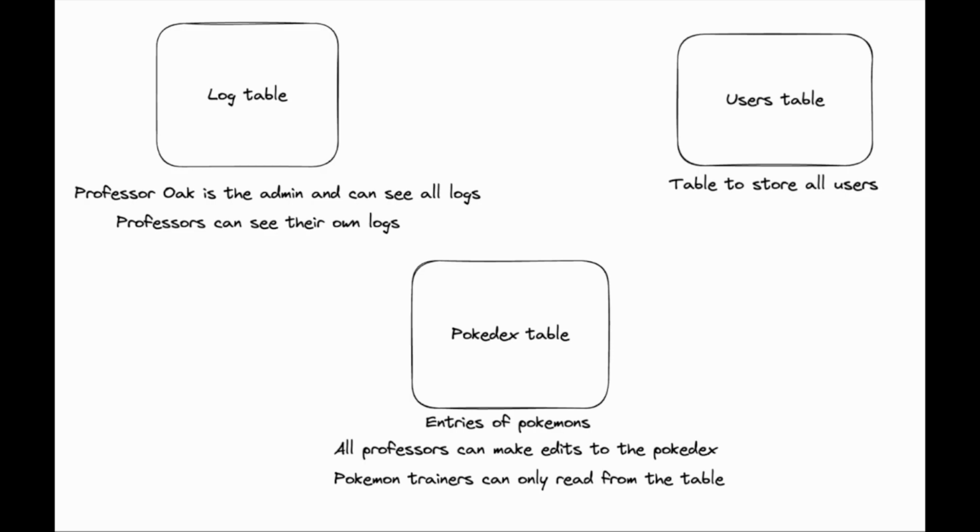Our database has three models. The log table, which captures interactions between the users and our API. The users table, which stores all users. And the Pokedex table to store all the entries of the Pokemon.